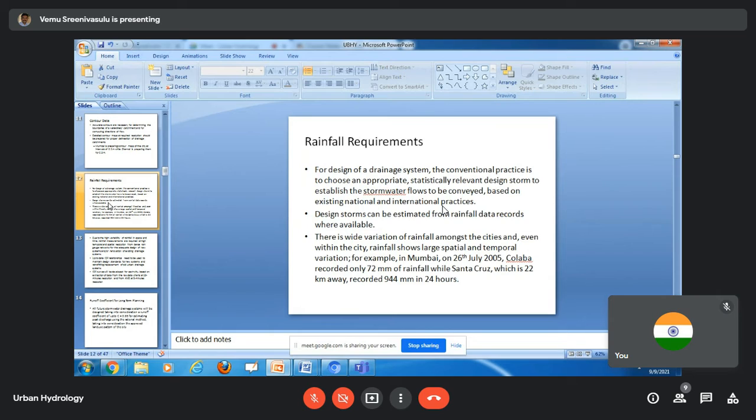For example, in Mumbai on 26th July 2005, Colaba recorded only 72 mm of rainfall, while Santa Cruz, which is 22 kilometers away, recorded 944 mm in 24 hours.